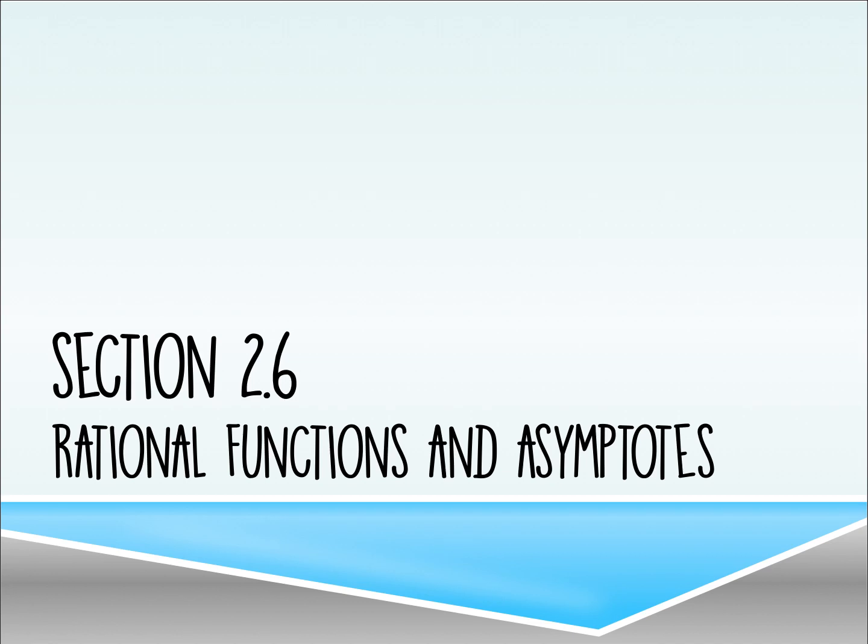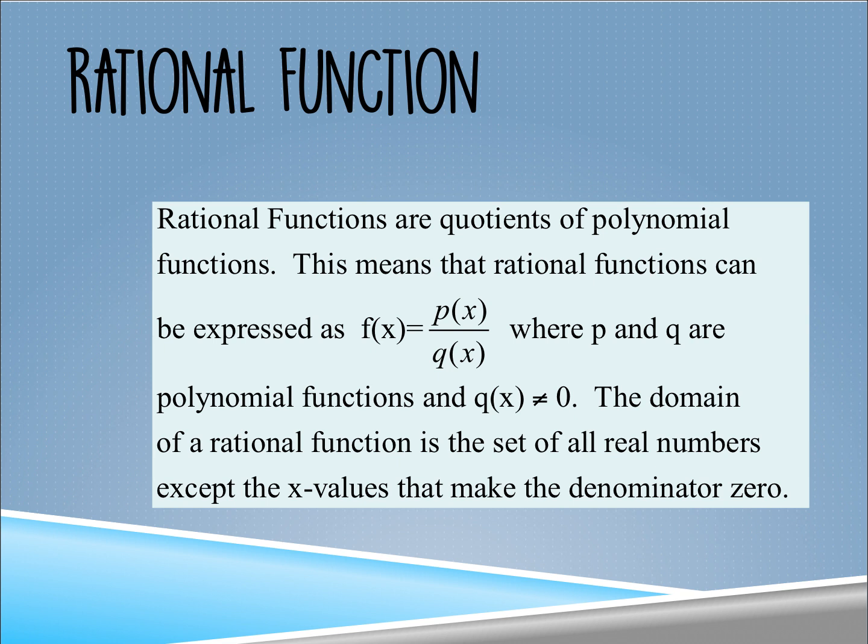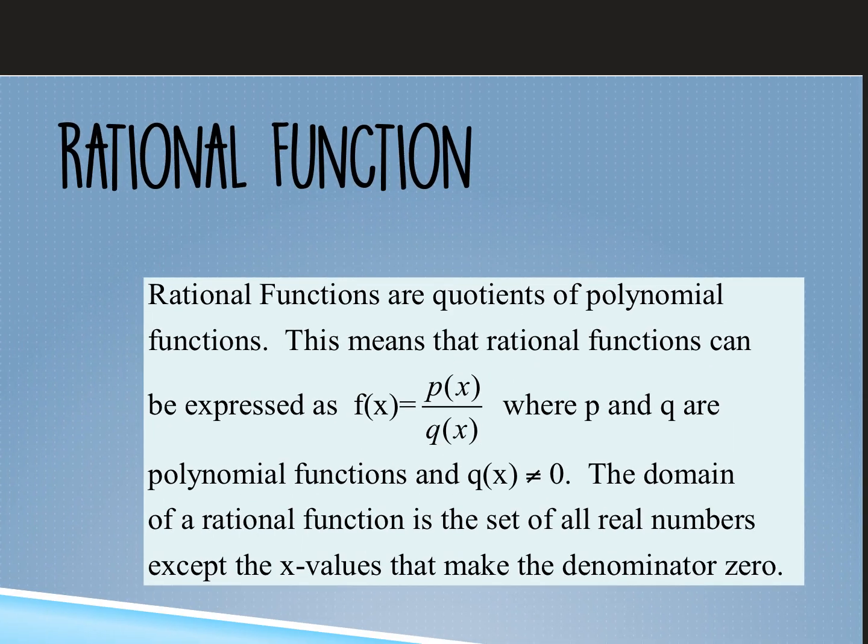But 2.6 and 2.7 deal with rational functions. We're going to graph them, and asymptotes. Guys, a rational function is just a grown-up way of saying fraction. All right, a rational function is a fraction.